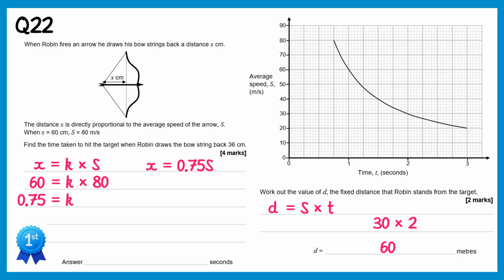We're then asked to find the time taken to hit the target if we draw the string back 36 centimeters. So drawing the string back 36 centimeters means that x is 36. So let's substitute that in. 36 equals 0.75 s. Divide both sides of this by 0.75 and you find that s is equal to 48 meters per second. Now that's not the answer to the question, that's just the average speed. They've asked us for the time. So if you return to the graph now and draw a cross from an average speed of 48, you'll find the corresponding time is 1.25 seconds. And that's the answer to the question.